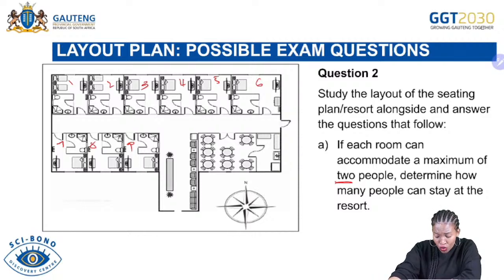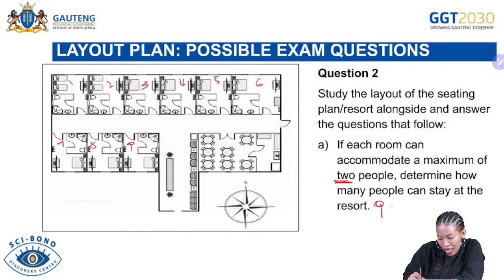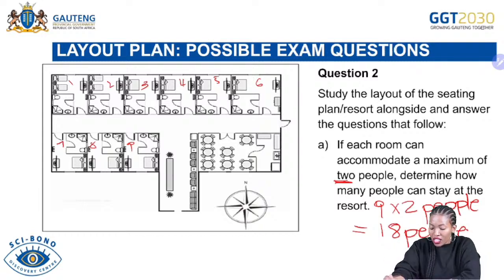So they say each room can accommodate a maximum of 2 people. So how many people can stay at the resort? We say 9 bedrooms multiplied by 2 people, which will give us a total of what? Of 18 people. So it means this resort can accommodate a maximum of 18 people.